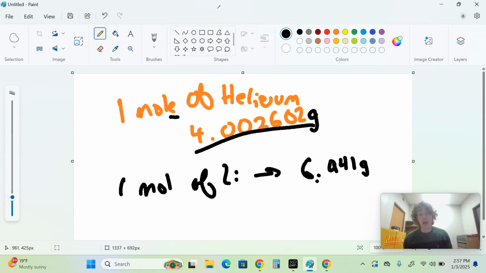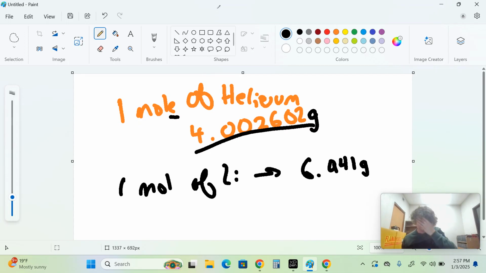Which means if I had a mole of lithium, it would have a mass of 6.941 grams. I could measure it on the mass balance. I could put that piece of lithium metal on the mass balance, and if I have that many grams, I have, in theory, exactly 6.022 times 10 to the 23rd atoms of lithium. Okay?